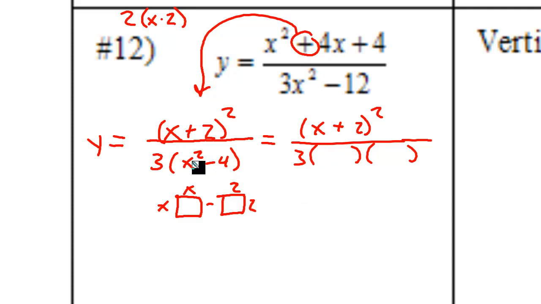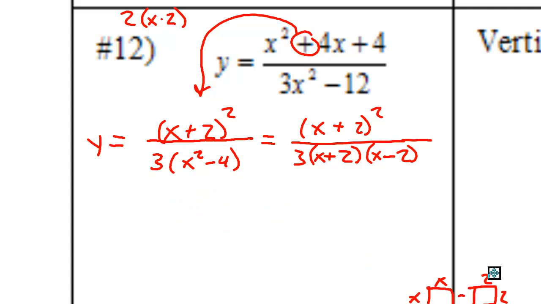If it's a difference of two squares, you take the square root of the first term and put that in the first position, and the square root of the second and put it in the second position. You make one plus and one minus. Then, anything that will cancel, you should cancel. When things cancel, you should be screaming at your monitor right now, hole.